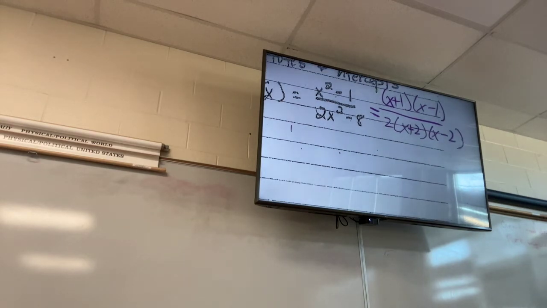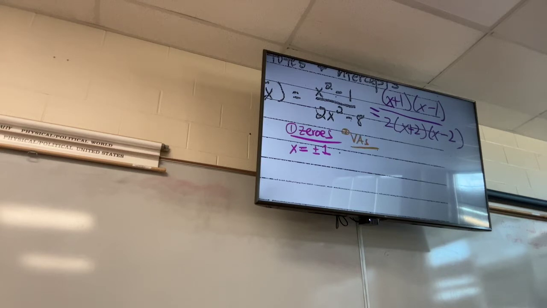Okay, now what do I do? What's my first step? Gotta find those zeros, right? How do I do that? Set the top equal to 0, right? So when I set the top equal to 0 and solve for x, what do I get? Negative 1. Plus or minus 1, right? Now VAs, my vertical asymptotes.